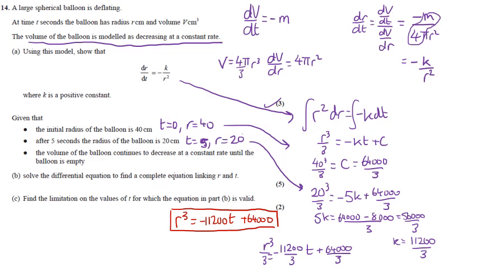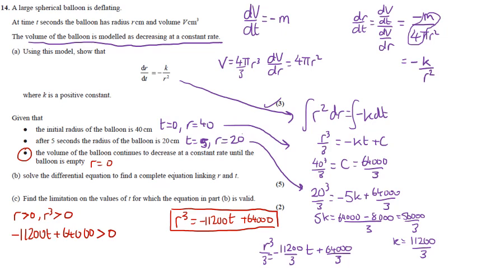So find the limitation on the values of t for which the equation in part B is valid. Well, let's use this third bit of information now. The volume of the balloon continues to decrease at a constant rate until the balloon is empty. Okay, so when the balloon is empty, that means r is equal to 0. So r must be positive, so r cubed must be positive. And we've got an equation for r cubed. So minus 11,200t plus 64,000 must be positive.